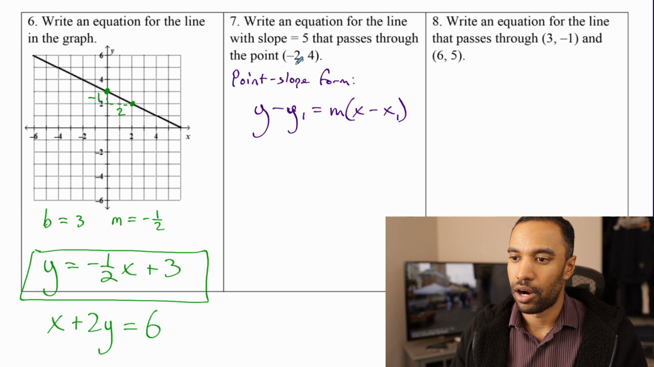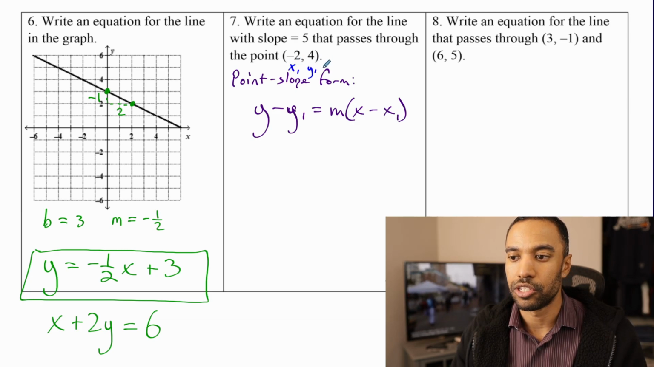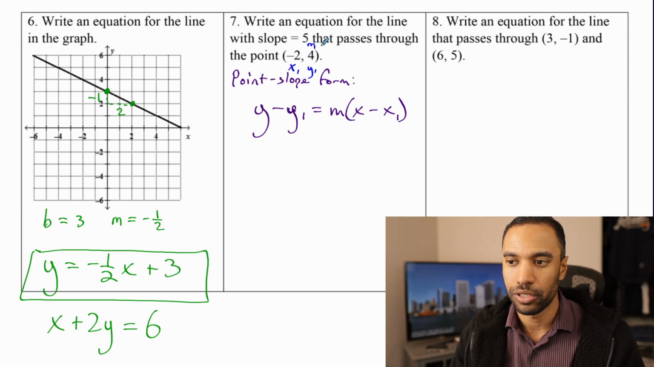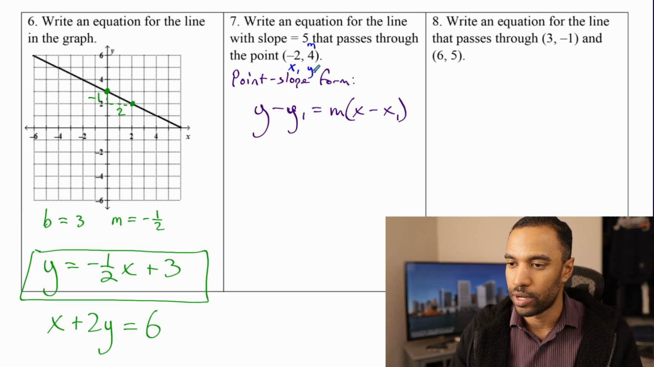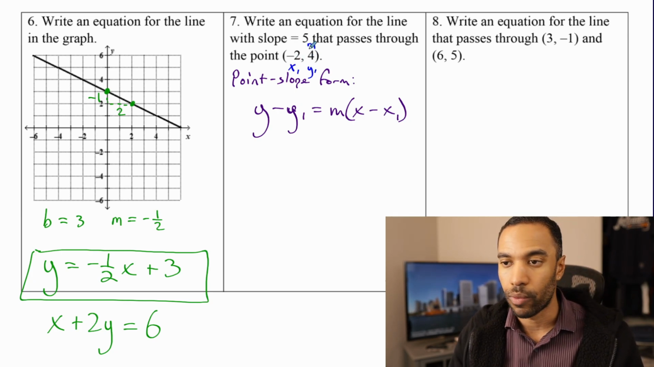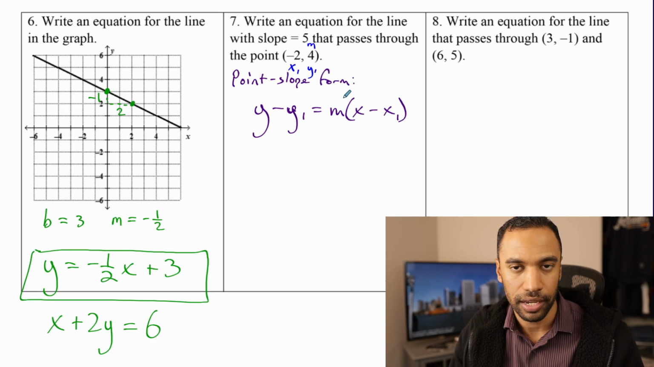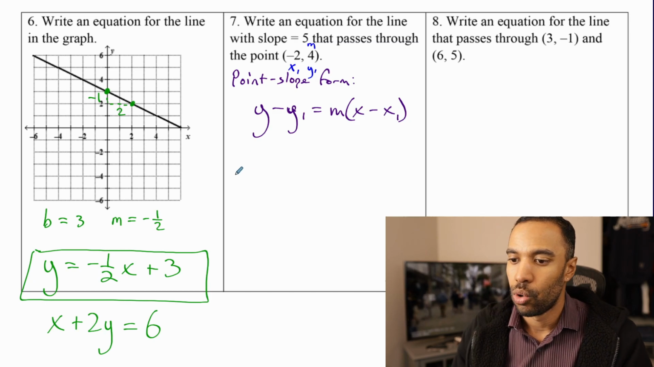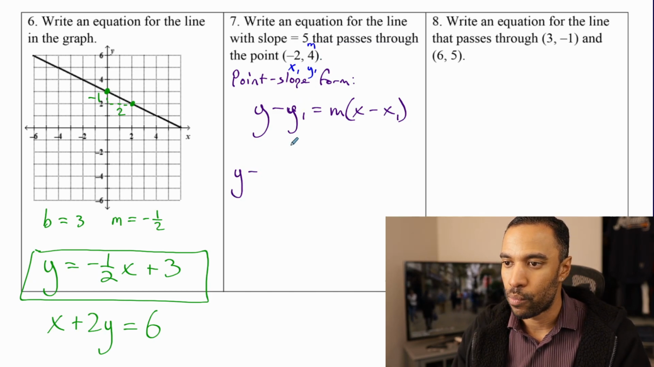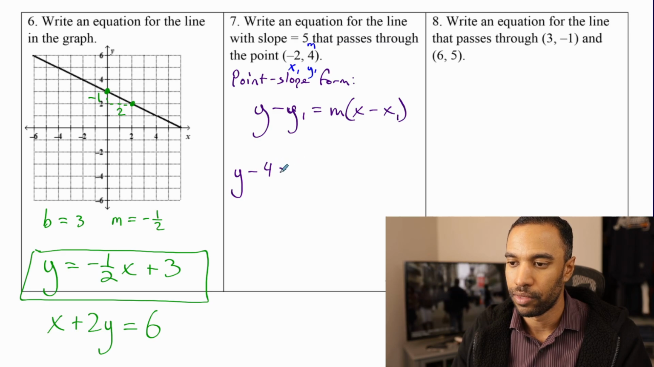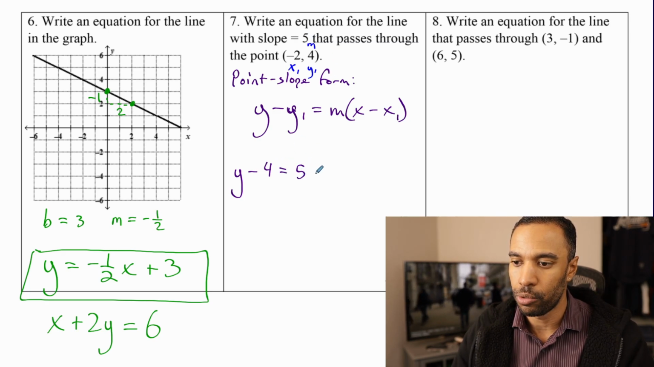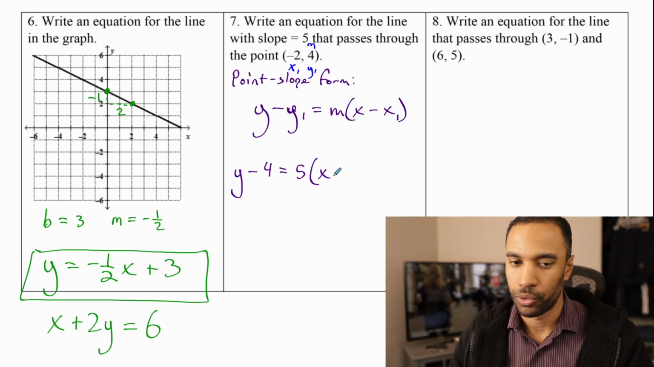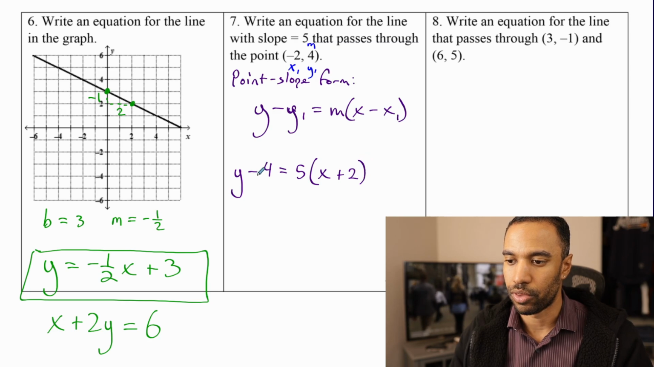x1 and y1 are the one known point that you have, the two portions of it in here, and m is your slope. My slope is 5, my x1 is -2, my y1 is 4. And then you write your equation, keeping the y and x here and substituting the rest. So my answer to this is going to be y minus 4 equals 5, my slope, times x minus -2. That will become plus 2 there.